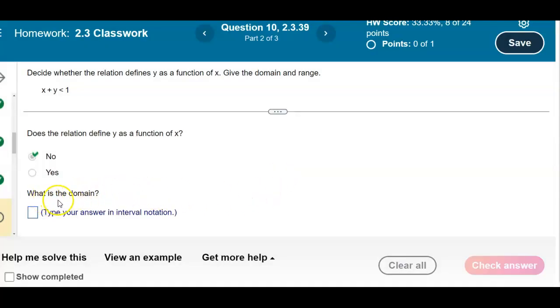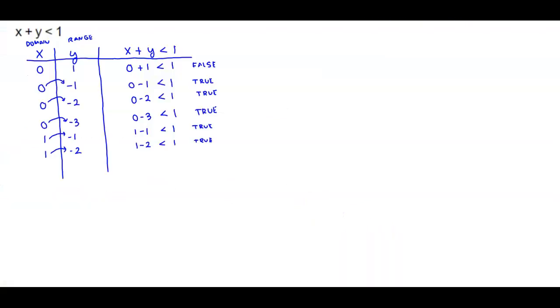Now we need to determine what is the domain of this function. The domain of this function means the x values that we can pick. Well, so far we picked 0 and we picked 1. Let's see if we can pick a value that's negative. If we pick the value of -1, can we pick a value of y that's going to give us something less than 1? Well, we can pick 0. So we have -1 plus 0, which is less than 1, which makes that true.